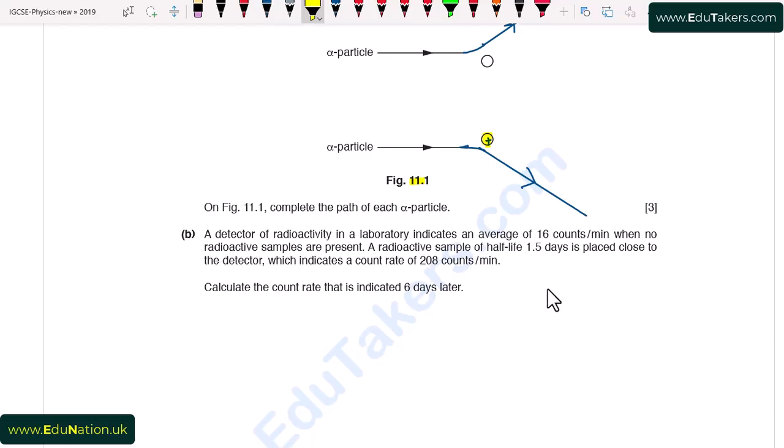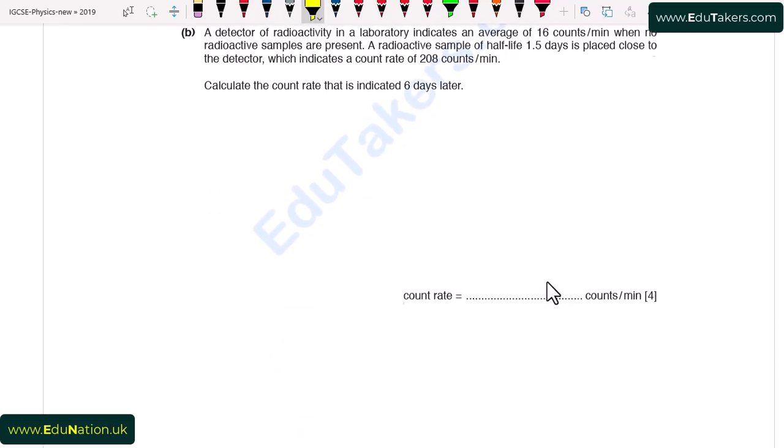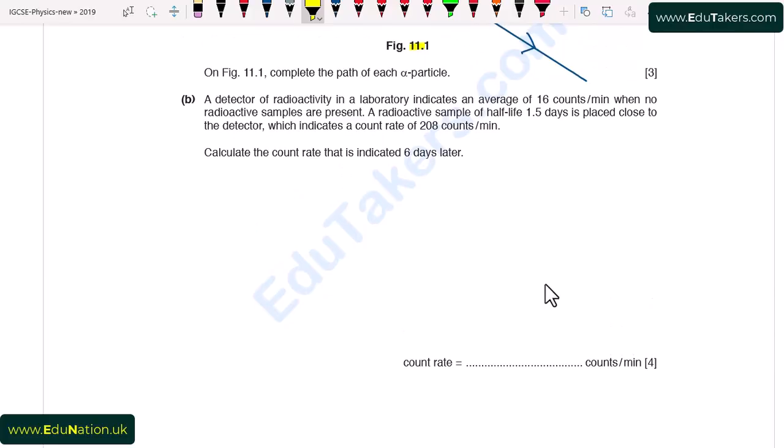Part B. A detector of radioactivity in a laboratory indicates an average of 16 counts per minute when no radioactive samples are present. So the total count rate is 16 counts per minute when there is no radioactive sample. It means that this count rate is due to the background radiation. I write here background radiation count rate.